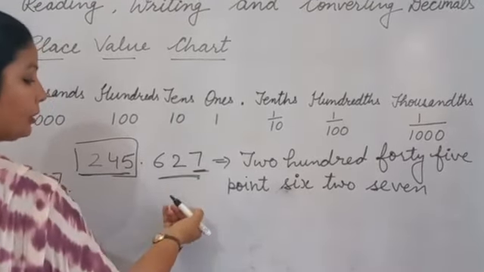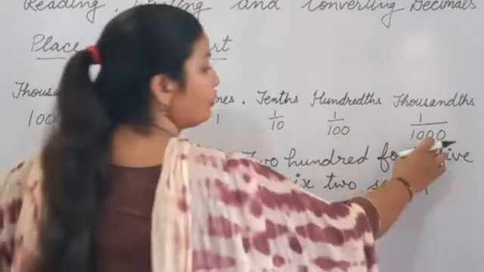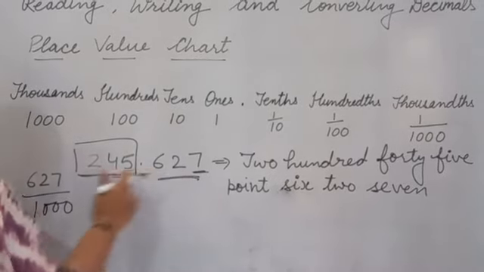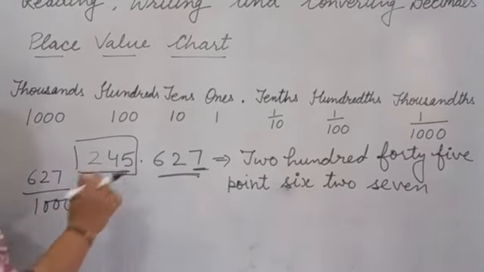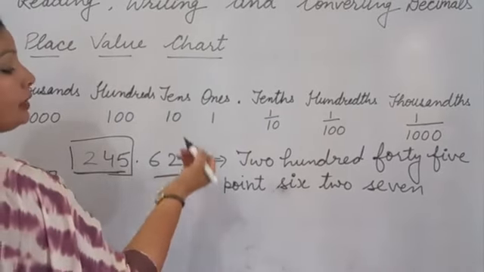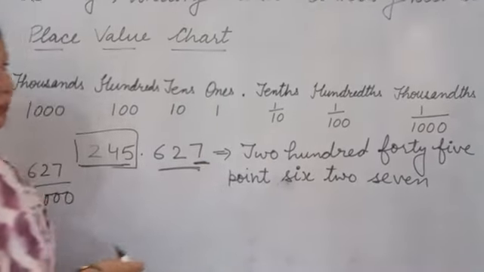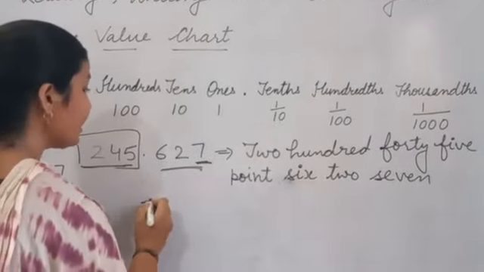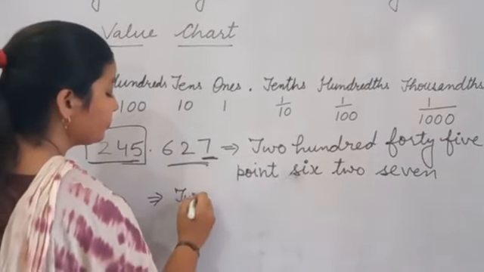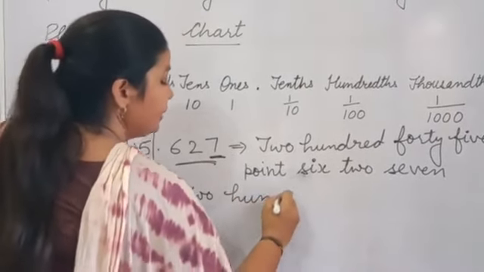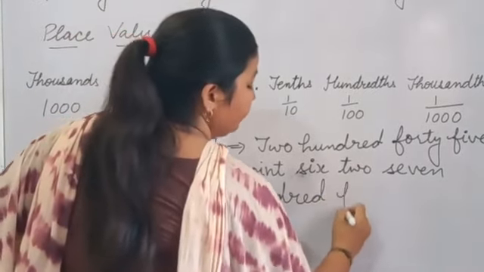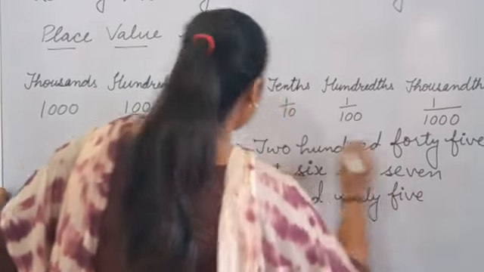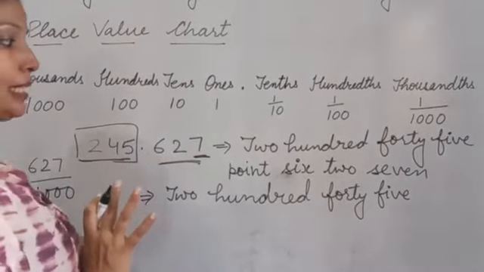So in the denominator what will come? 1000, as 3 decimal places are there. If we remove the decimal, we will take 3 zeros, so in the denominator there will come 1000. So we will speak 627 thousandth. Whatever the last column is over there, we have to speak with that. So how can we write? We will write like this: 245. Till here it will remain the same because this is the whole number.